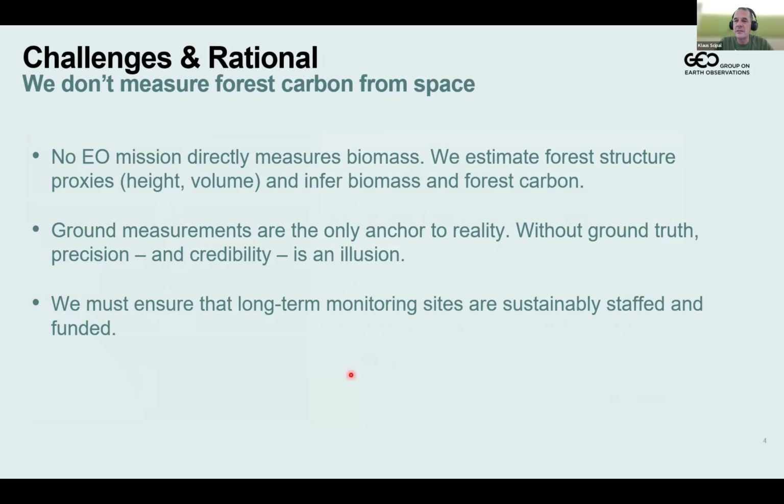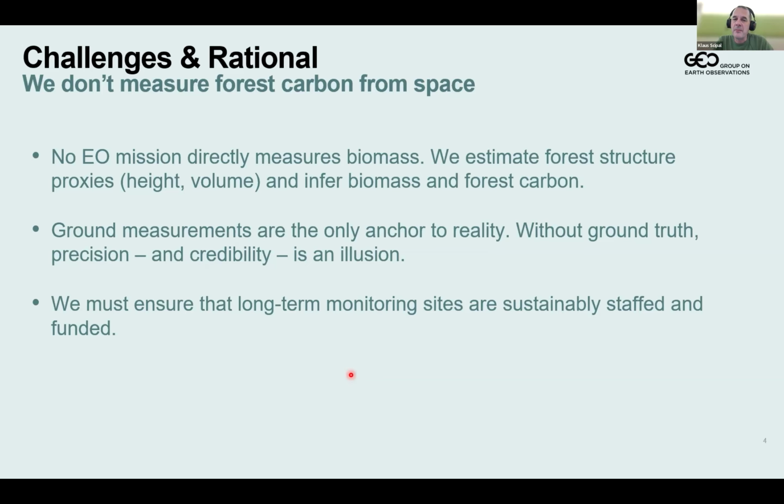But we have to realize that none of these satellites measure biomass directly. We estimate some sort of forest structure proxies. So we estimate forest height. We can estimate forest volume from these sensors. But then from this, we have to infer biomass, and from these biomass estimates, we have to infer carbon. So there are a lot of assumptions in these models, and we actually don't really know what we are measuring. So we need ground-based observations, ground measurements, to anchor our Earth observation products to reality. And without this ground truth, there's no precision in our measurements, there's no credibility and no trust, and people will not put billion-dollar investments based on some Earth observation data that is not really validated.